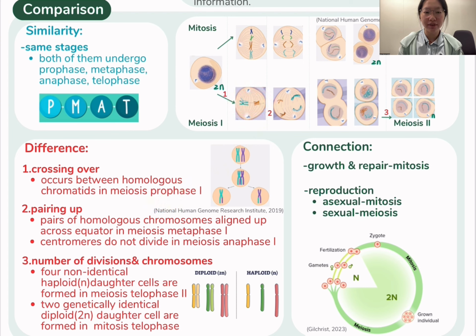Then coming to anaphase. In mitosis, the chromatids are pulled away by the work of spindles. They move to the opposite sides of the cell, while for meiosis, in anaphase 1 the chromosomes are pulled away, compared to mitosis, in which chromatids are pulled away. I include that in the second difference as well.